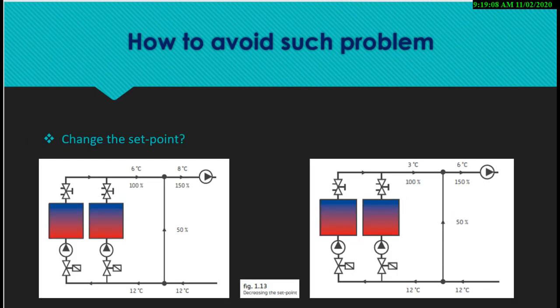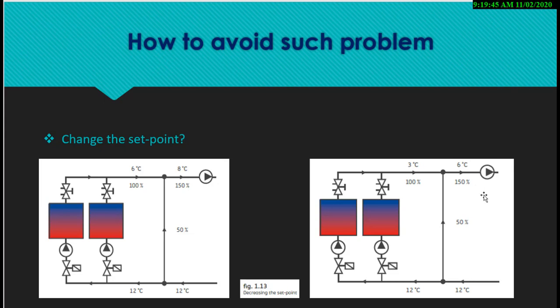Change the set point. Instead of 6 degrees, make it 3 degrees. If we decrease the set point of the production unit, it can compensate the incompatibility issue, because we need 6 and we get 6 degrees as a result in the distribution here.